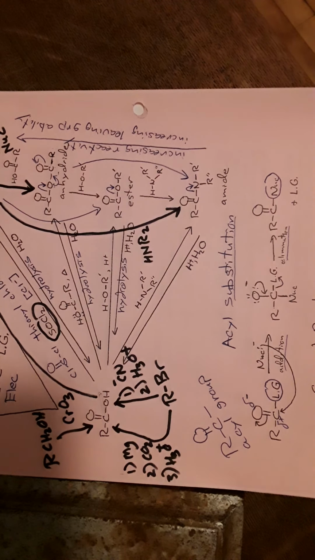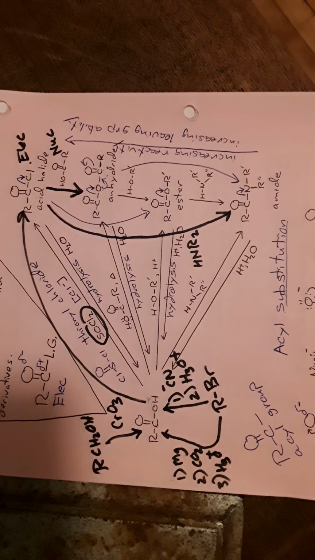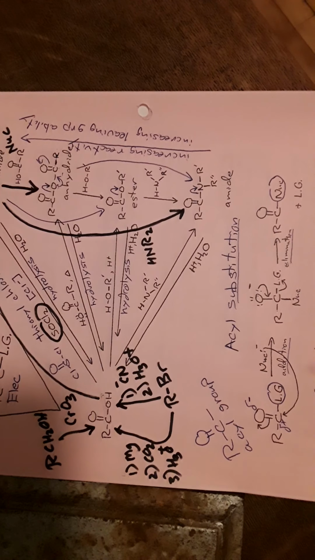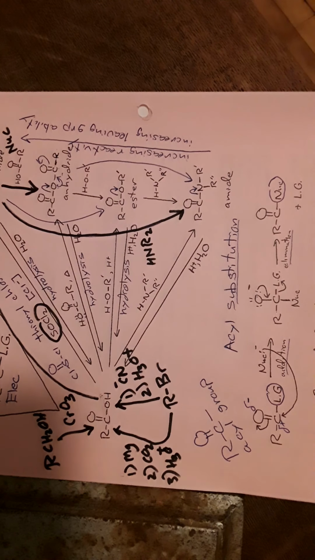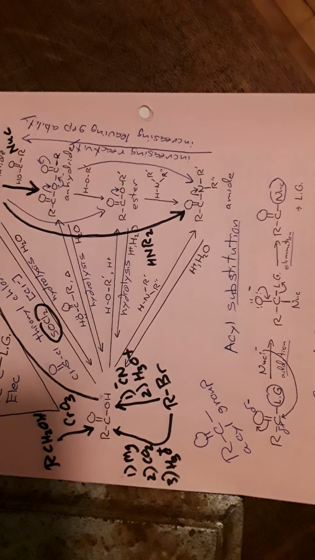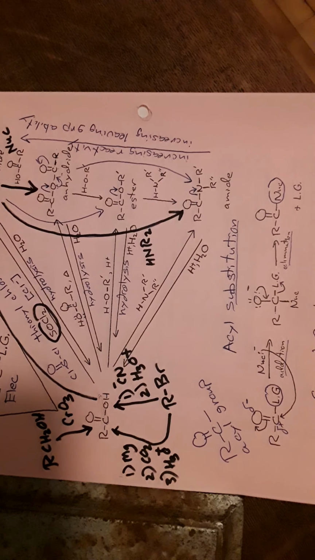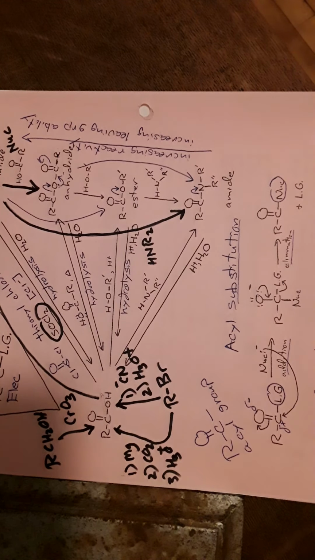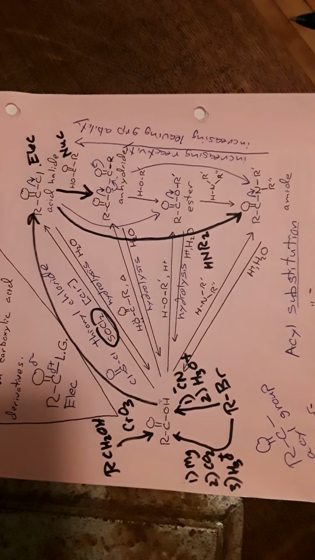So now you have kind of an overview of how the carboxylic acid derivatives are all the same and how they react in a mechanism that is a two-step mechanism, which is acyl substitution, addition followed by elimination. So let's look at some of the other arrows that I have put over here on your pink sheet.